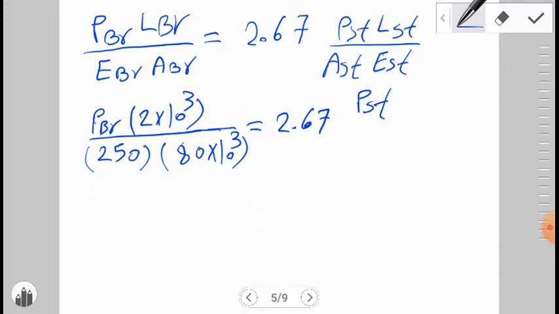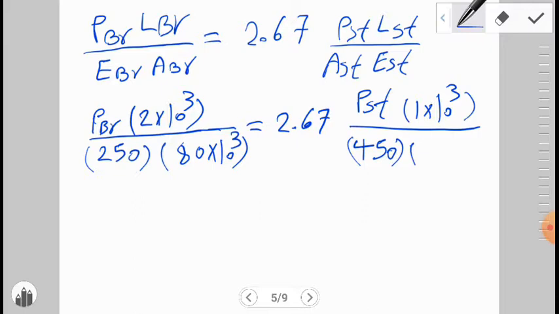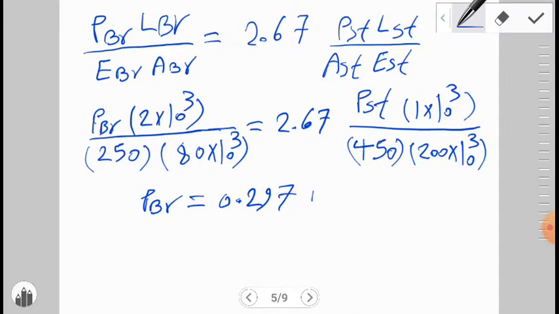L steel, the length of the steel, is equal to 1 meter. And A steel is equal to 450 times 200 times 10 to the power 3. 200 gigapascal, we converted to megapascal. If we simplify this equation, we can find this P bronze is equal to 0.297 P steel. We call this equation number 3.